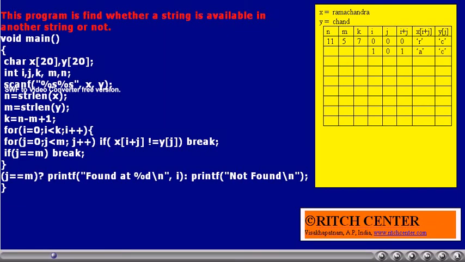Now, we are trying to check for the matching of the substring starting from 1 in the original string x. x of i plus j, that is a, and y of 0, that is the 0th character of y, are compared. They are not the same, which means that Chand is not seen starting from the element 1 of the string x. Thus we will skip and then continue to the next location in the string x.